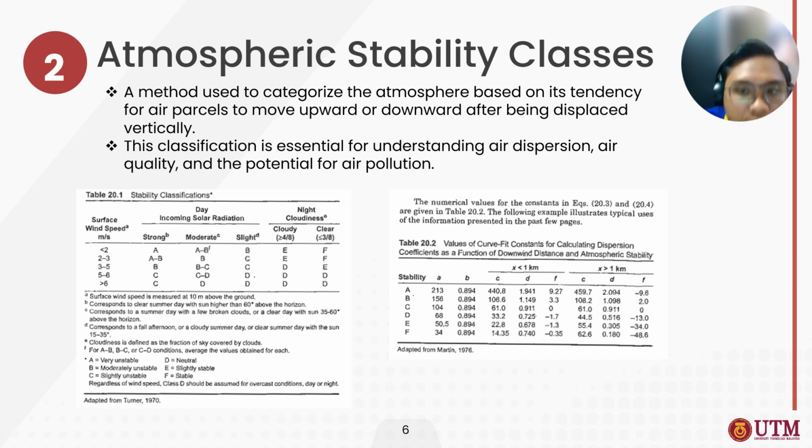Regardless of wind speed, class D should be assumed for overcast conditions, day or night. And the second table is the numerical values for the constants in the equation, given in Table 20.2. The following example illustrates typical use of the information presented in the past few pages. So this is the table of values of curve fit constants for calculating the dispersion coefficient as a function of downwind distance and atmospheric stability, using stability classes A, B, C, D, E, F following the given information in the first table.